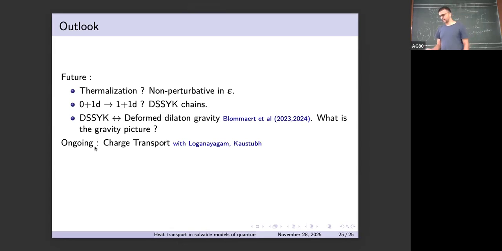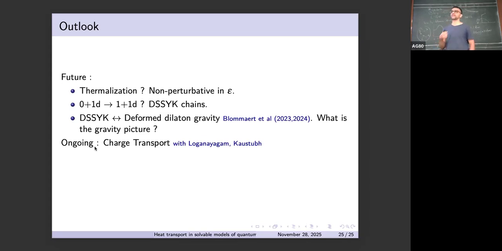What I am doing these days, again with Loganagam and another student in ICTS, is charge transport. There are versions of the SYK model in which there is a U1 charge. There is some subtlety with the DSSYK limit, the double scaled limit of it, but we are hoping that we will be able to solve it. And if so, then we can do charge transport. This is much more interesting for various other reasons.